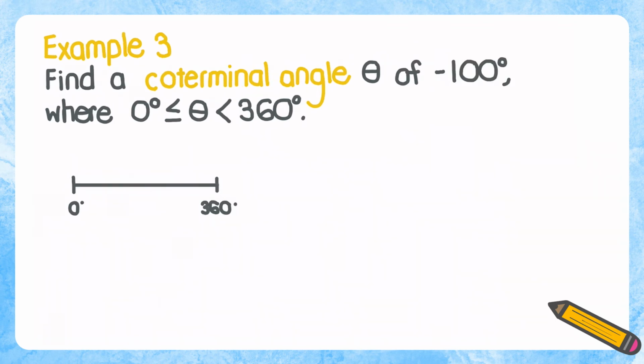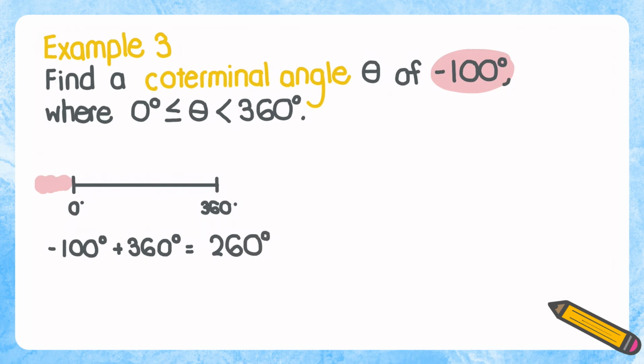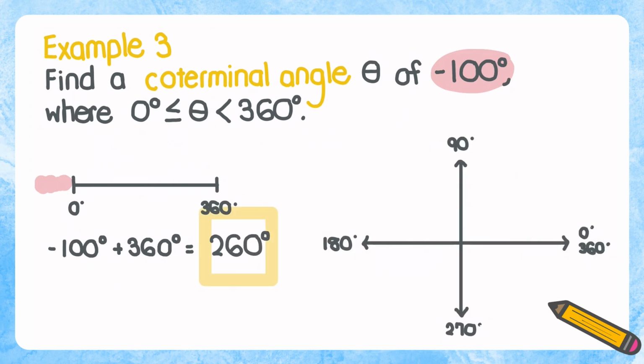All right, for example 3, we're going to find a coterminal angle of negative 100 degrees. Notice how this is smaller than 0 degrees, so somewhere over here. So in this case, what we're going to do is add 360 degrees. So we're going to add a full circle. And feel free to use your calculator for these. Negative 100 degrees plus 360 degrees equals 260 degrees.